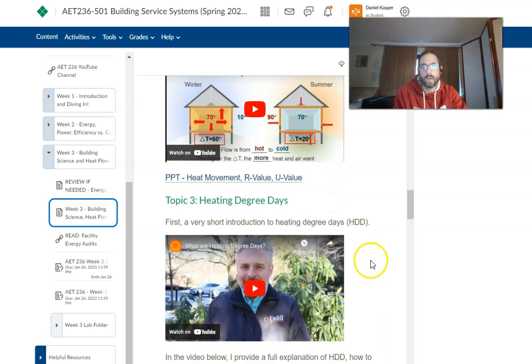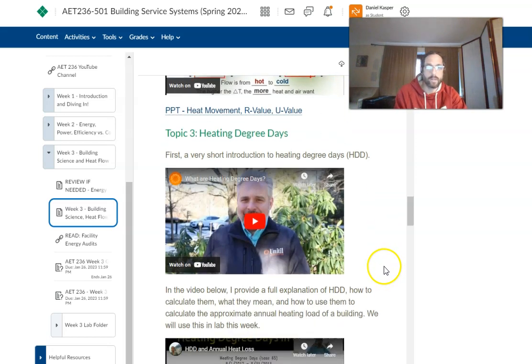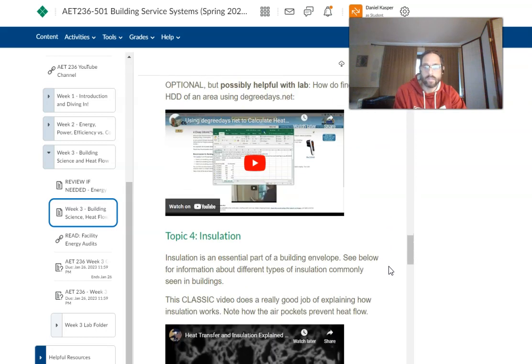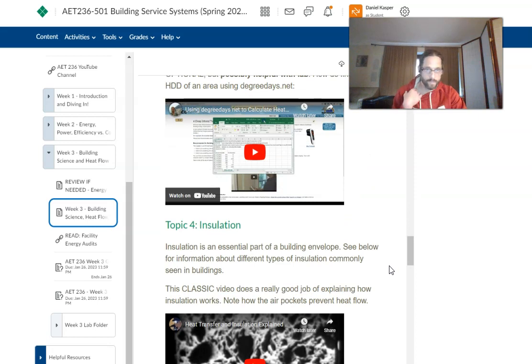Also, we'll look at the basics of heating degree days, which is just a way to indicate the climate. Basically, the simple way to think about it is more heating degree days means it's a colder climate and you need more heating, all else being equal. And so that's another one of those considerations that we can use to help calculate our heat loss. In this case, the annual heat loss through a surface. Okay, so HDD is very important in terms of calculating the heat flow.